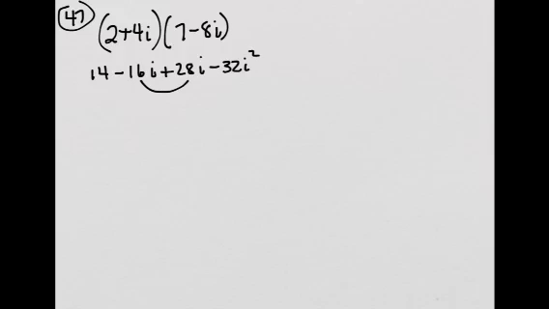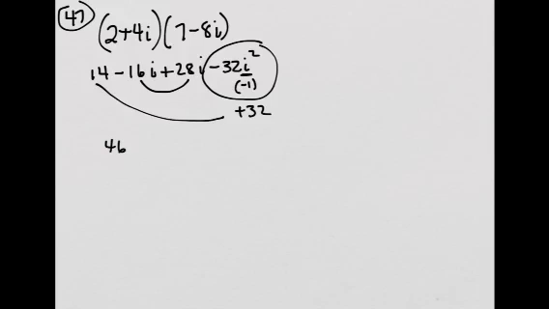Well, I can combine these two, because they're both i's, and this i squared, remember, is negative 1. So negative 1 times negative 32 is actually positive 32. So this term right here becomes plus 32. And 32 and 14, I'm talking about this 14, is 46. And then negative 16i plus 28i is positive 12i. And that's in standard form.